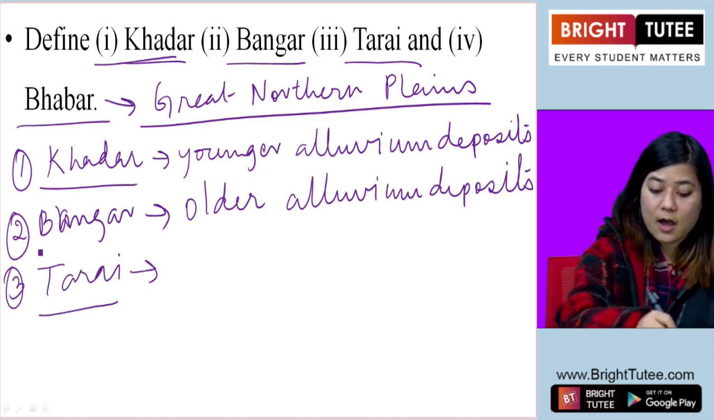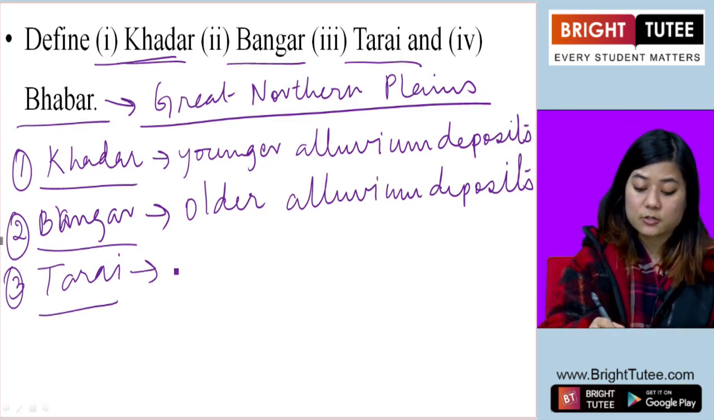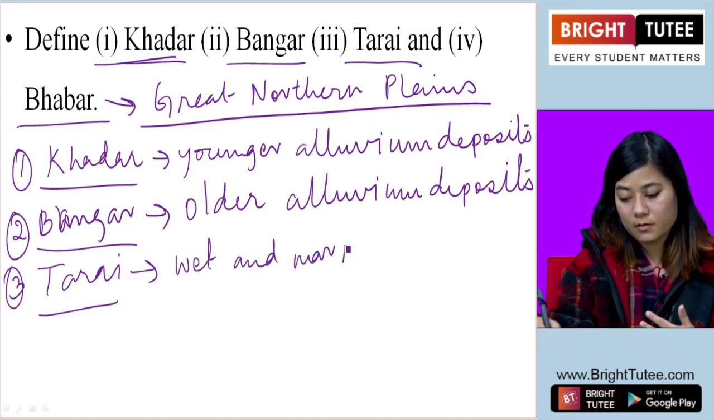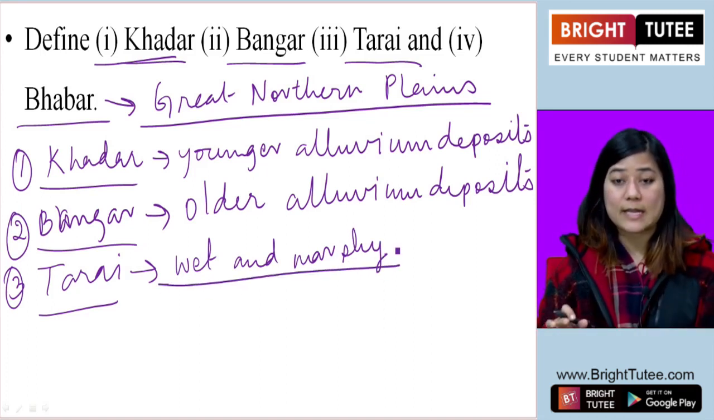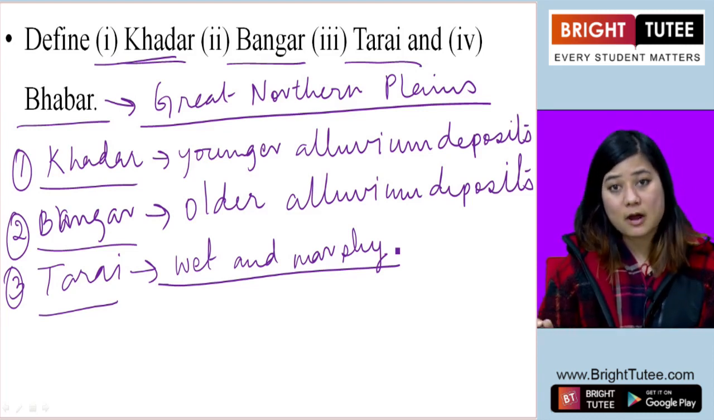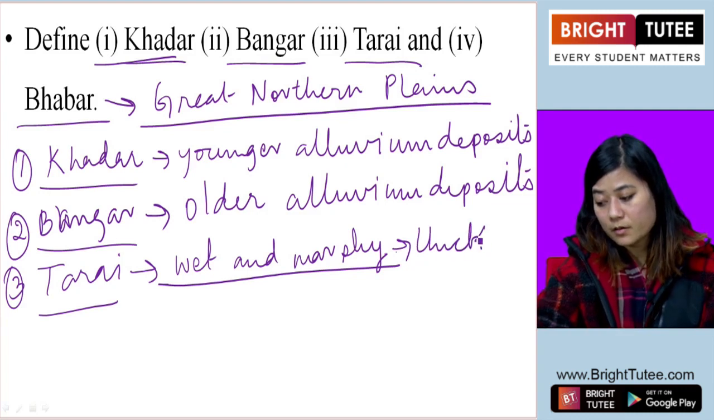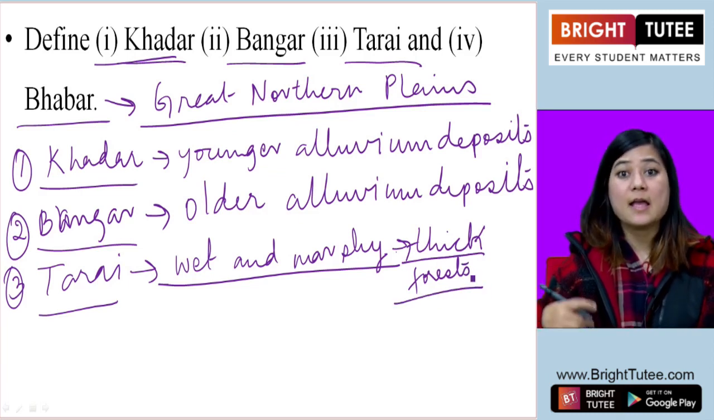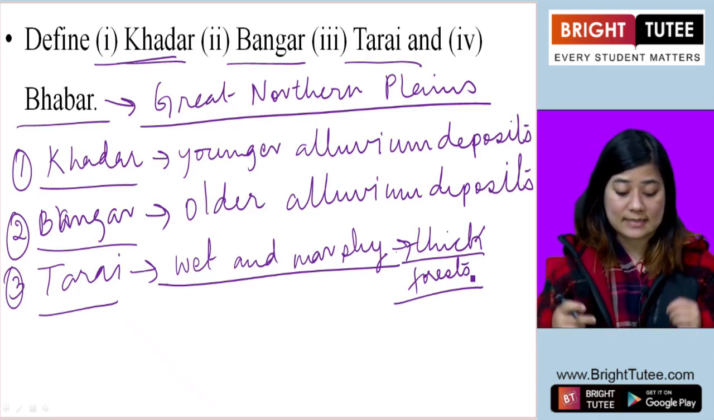Now this tarai, unlike khadar and bangar, is different. Here the soil or the land is wet and marshy. The deposit is such that the land becomes wet and marshy, and as a result, thick forests grow in this area, and birds, animals and insects also thrive in this area because of the kind of land or soil that it has.